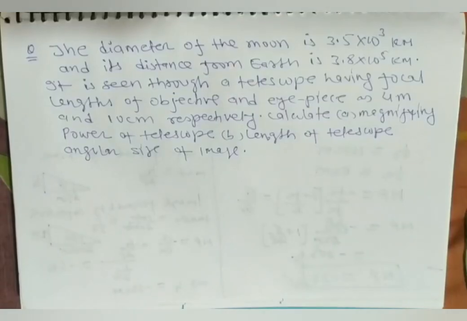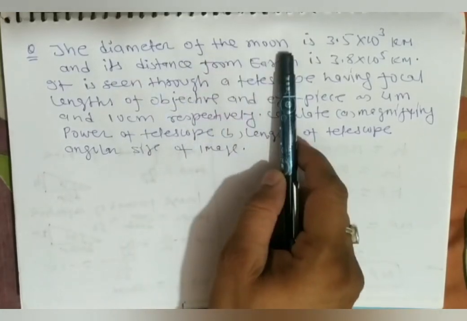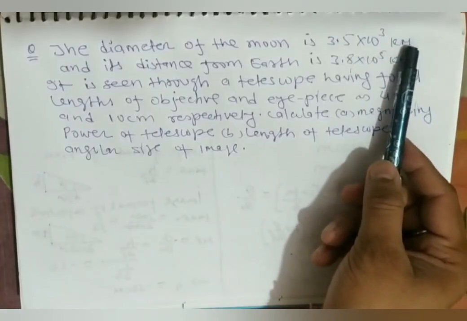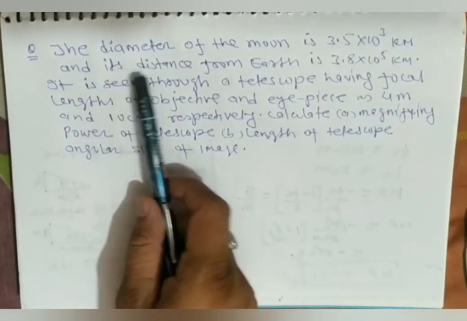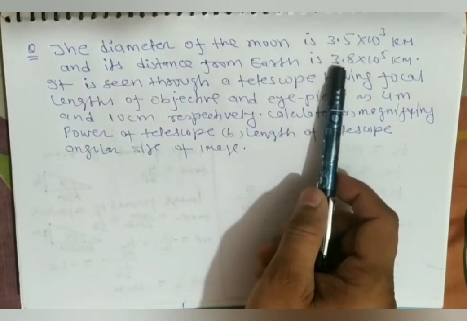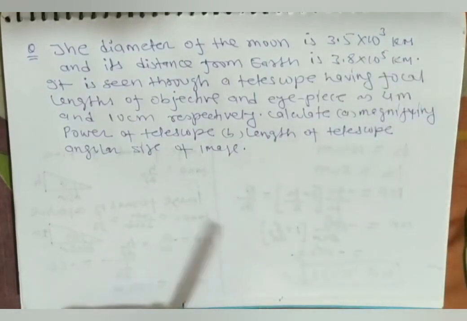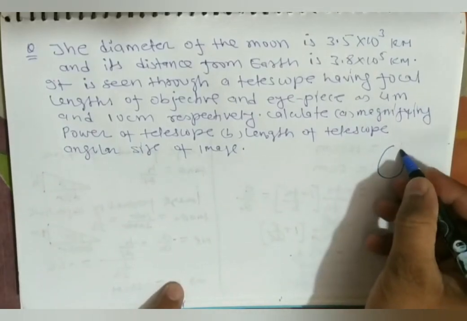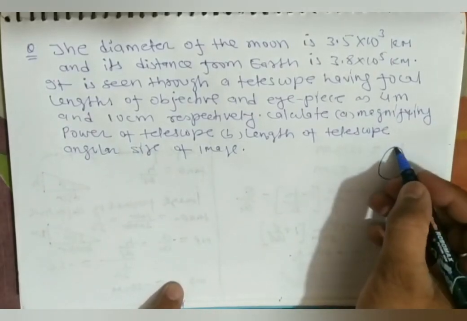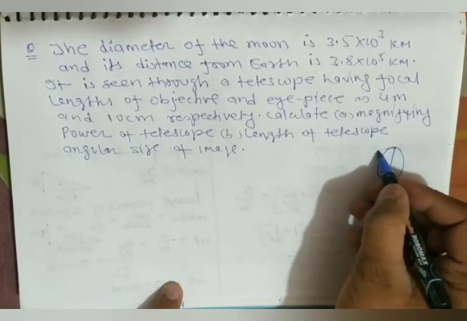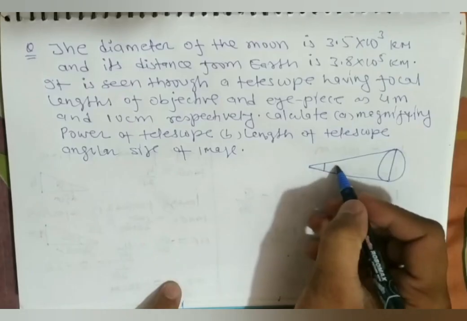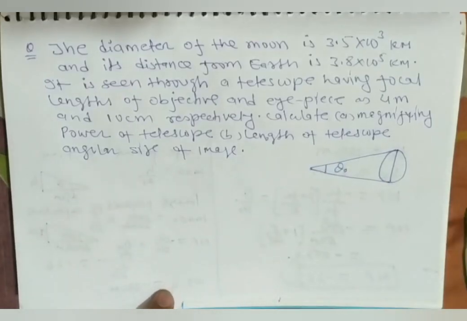Okay, here is the question. The diameter of moon is 3.5 into 10 to the power 3 kilometer and its distance from Earth is 3.8 into 10 to the power 5 kilometer. See the situation. This is a moon, and it is subtending an angle at Earth. Let it be theta naught.